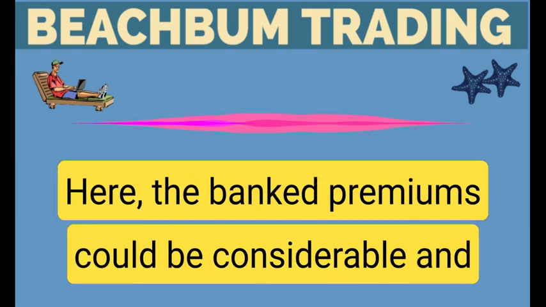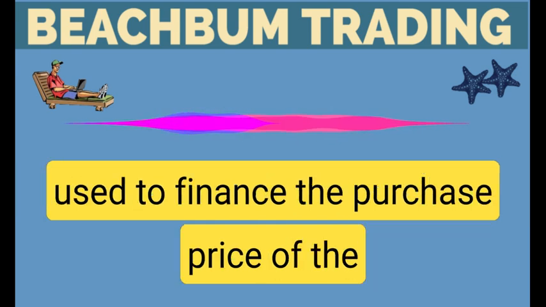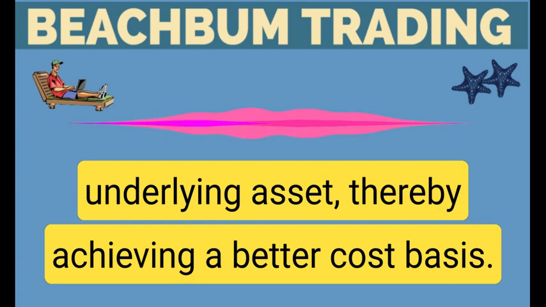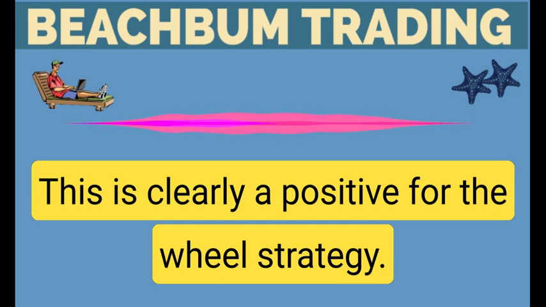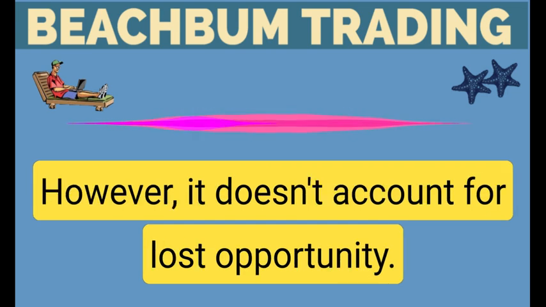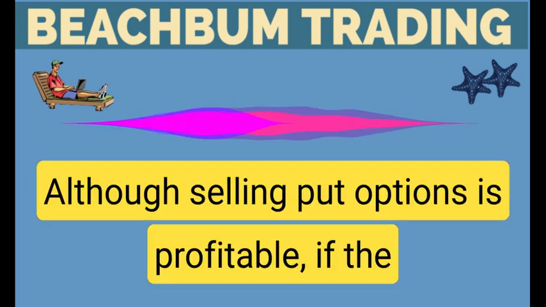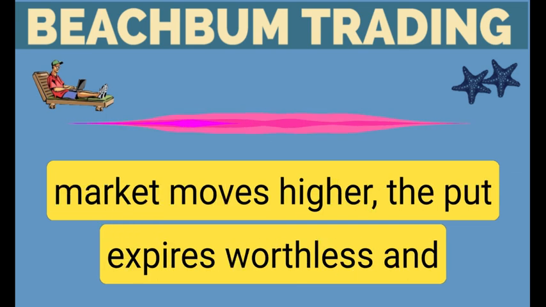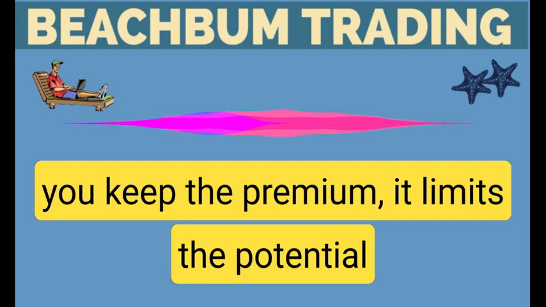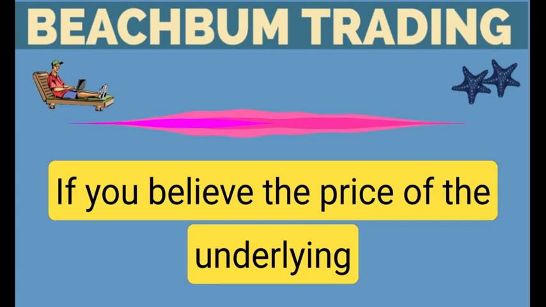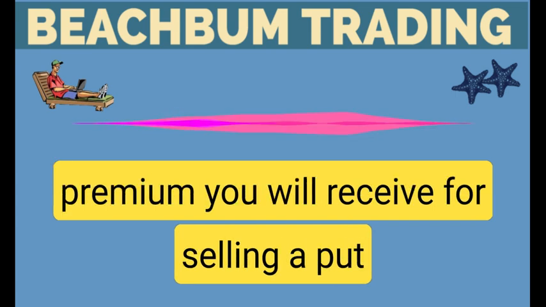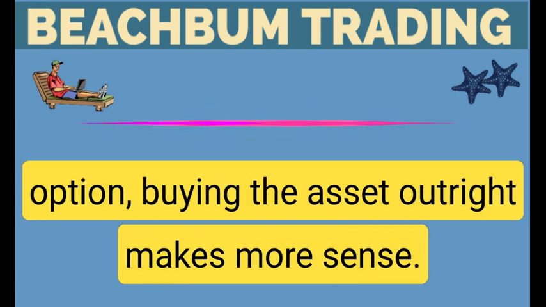Here, the banked premiums could be considerable and used to finance the purchase price of the underlying asset, thereby achieving a better cost basis. This is clearly a positive for the wheel strategy. However, it doesn't account for lost opportunity. Although selling put options is profitable if the market moves higher, the put expires worthless and you keep the premium, it limits the potential profit to the amount of premium received. If you believe the price of the underlying could go up more than the amount of premium you will receive for selling a put option, buying the asset outright makes more sense.